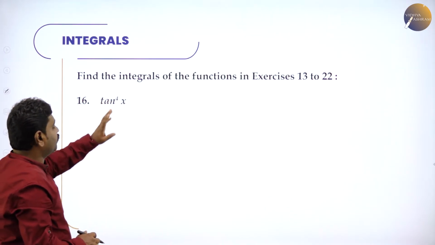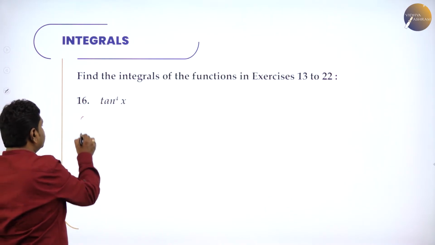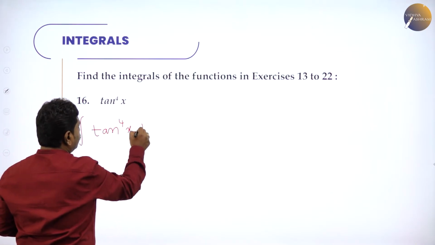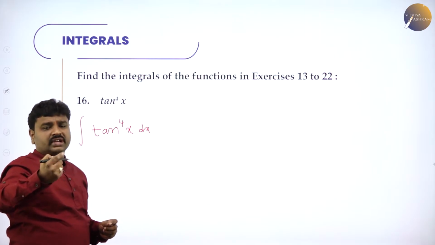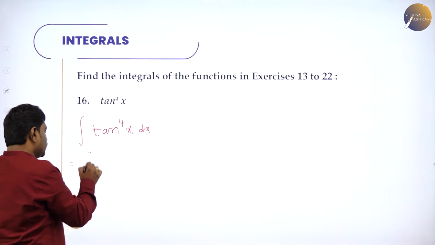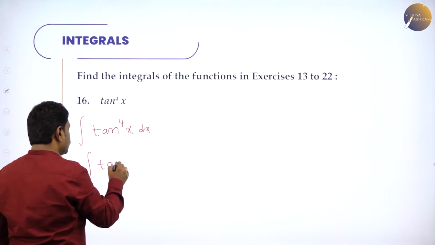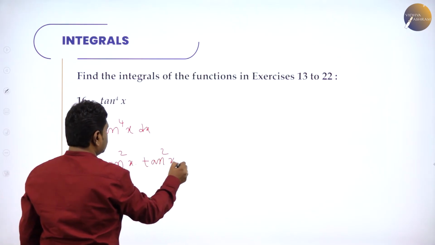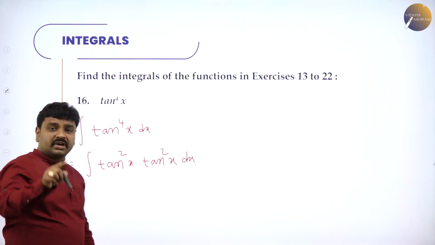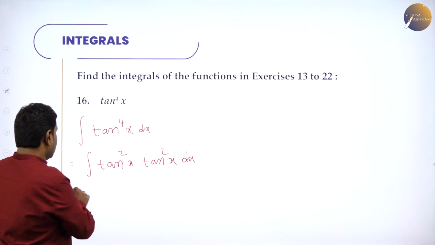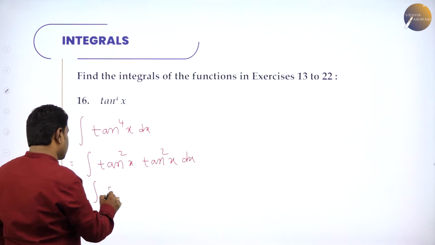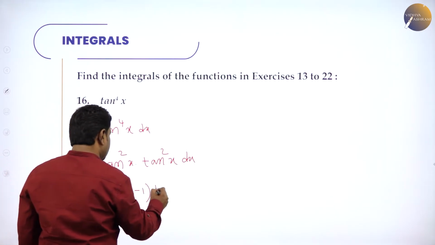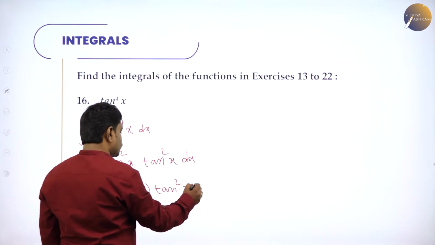Next, tan power 4x. One of the good questions. Integration of tan power 4x dx. All of you know integration of tan square x is secant square x minus 1. So what we do is we'll convert it. Can I write it as tan square x into tan square x dx? You know a power 4 can be written as a square into a square. And the first term tan square x, I'll write it as secant square x minus 1. And the second term I'll retain as it is, tan square x dx.